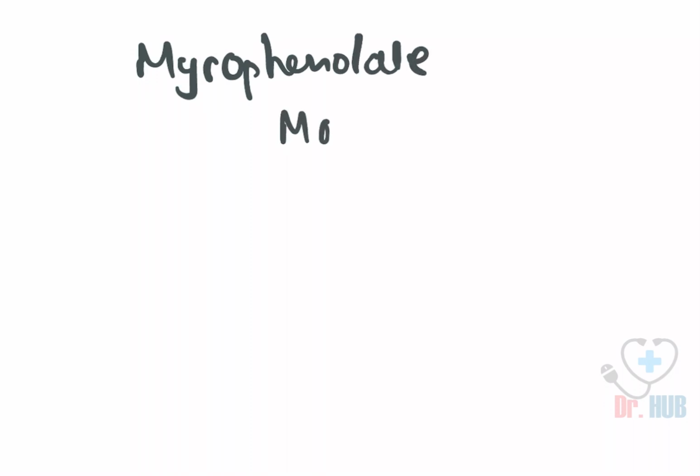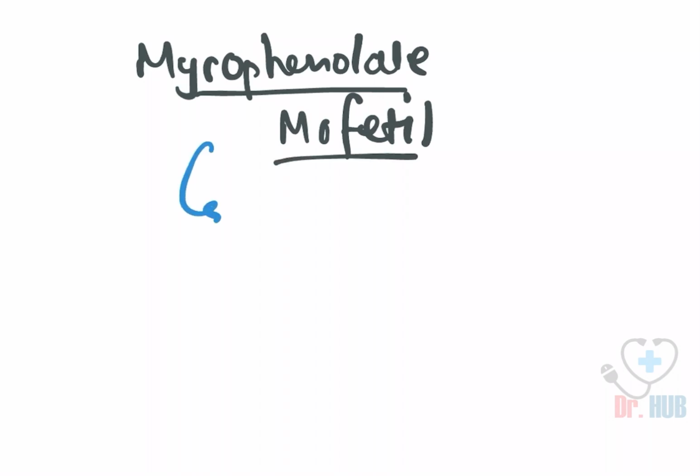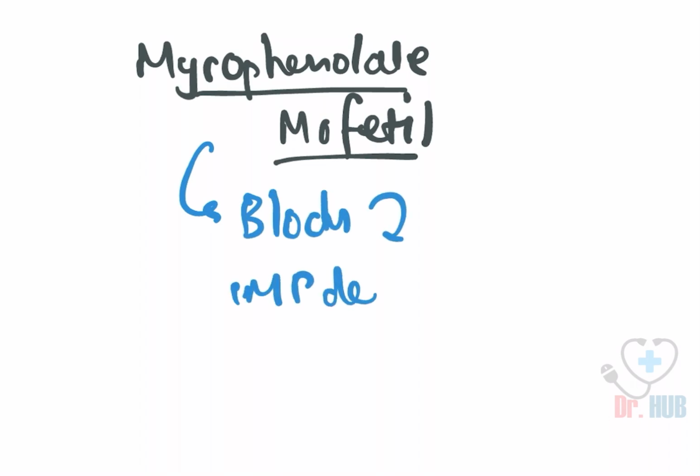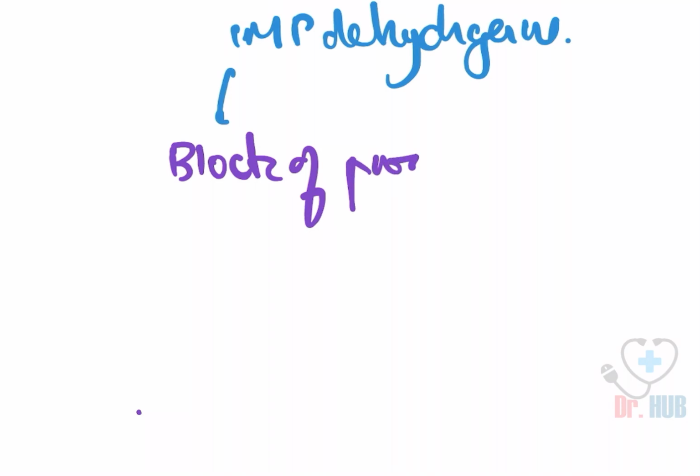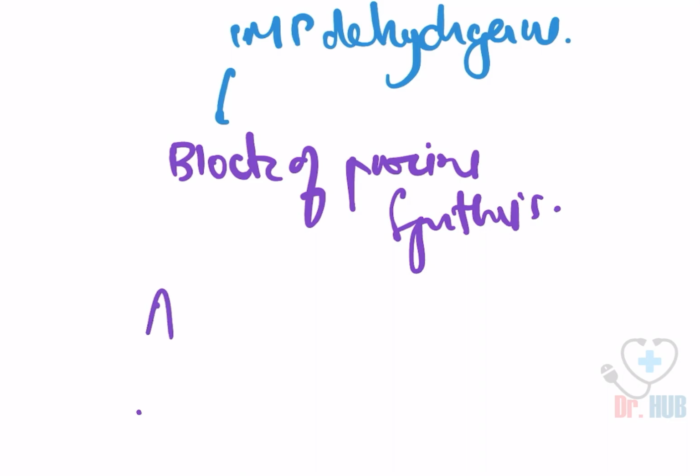Next, we look at the Microphenolate mofetil. So this Microphenolate mofetil, what it does, it blocks the IMP dehydrogenase, and this ultimately leads to the block of the purine synthesis, and adverse effect being it causes the GIT upset.